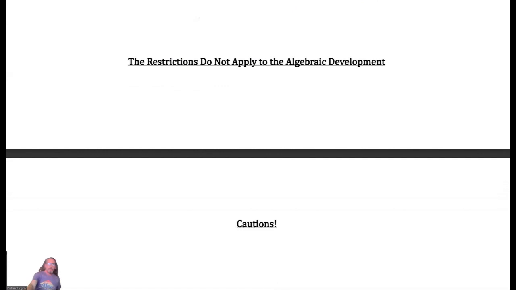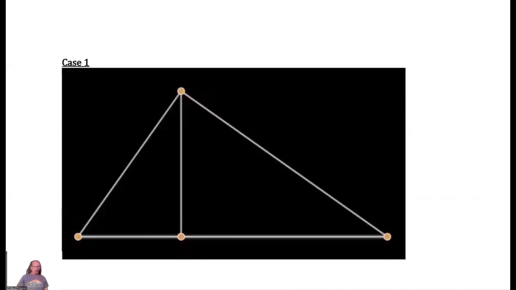Cautions: this is not a formula that I've ever seen before, so you may not want to go using the formula as your main method for showing work to a teacher. All right, here we go.